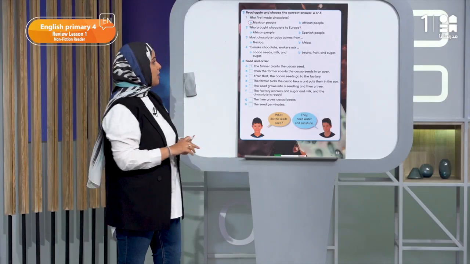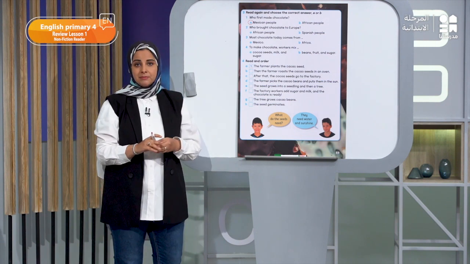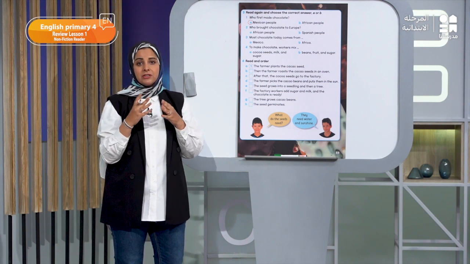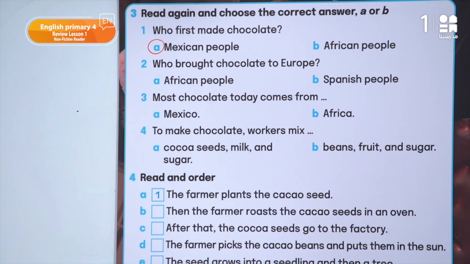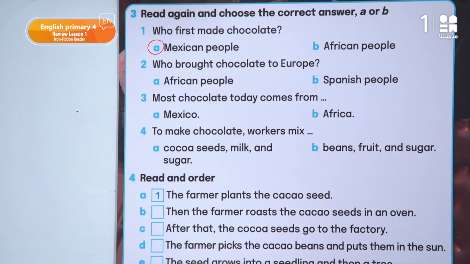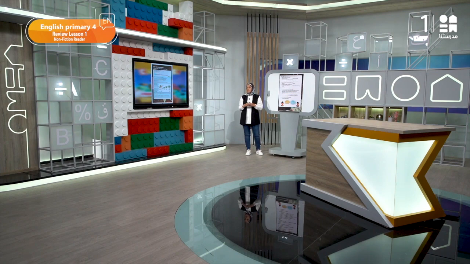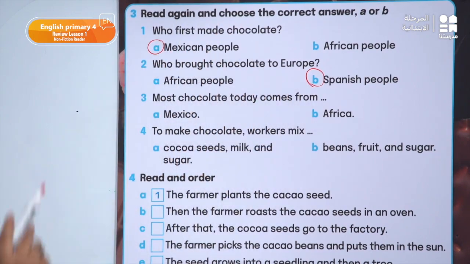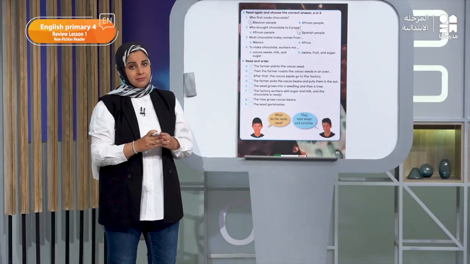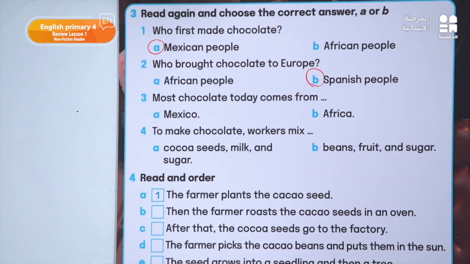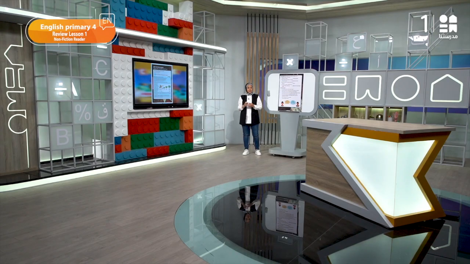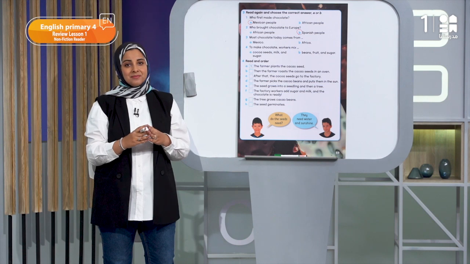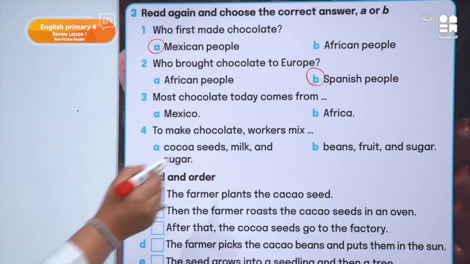Number 2. Who brought chocolate to Europe? مين اللي عرف يوروب بالشوكولات وكانوا أول ناس دخلوا الشوكولات يوروب؟ A. African people or B. Spanish people? Very good. B. Spanish people. So let's choose together Spanish people. Number 3. Most chocolate today comes from, بنتكلم عن nowadays. It comes from Mexico or Africa. القارة بتاعتنا. Very good. B. Africa.